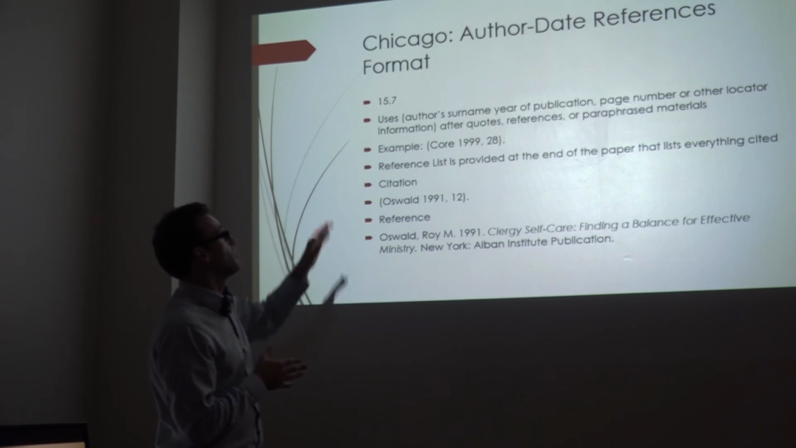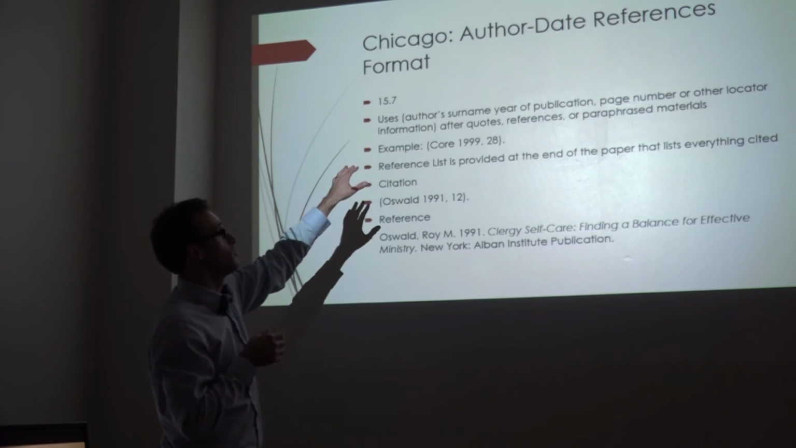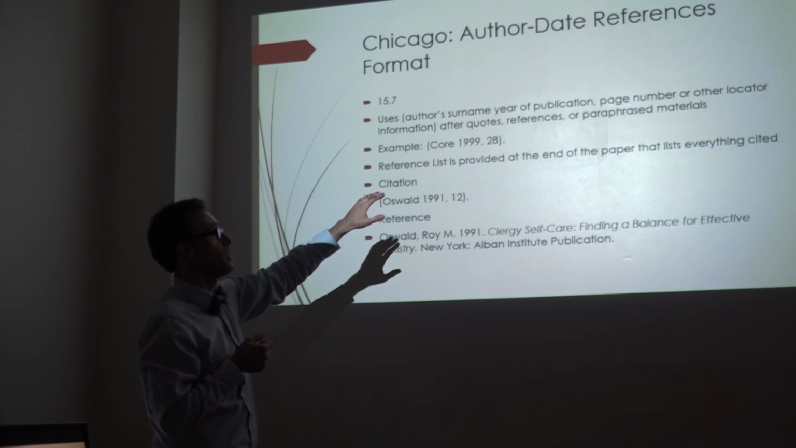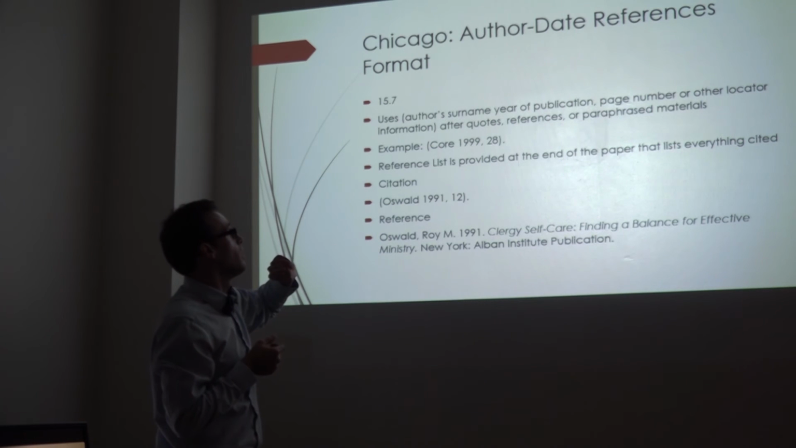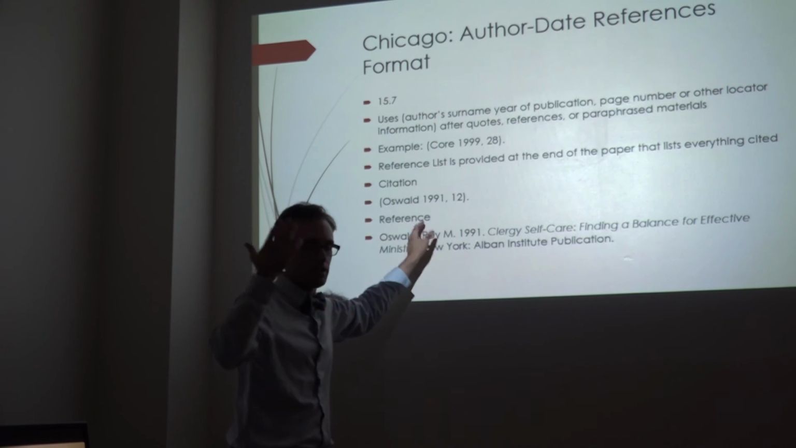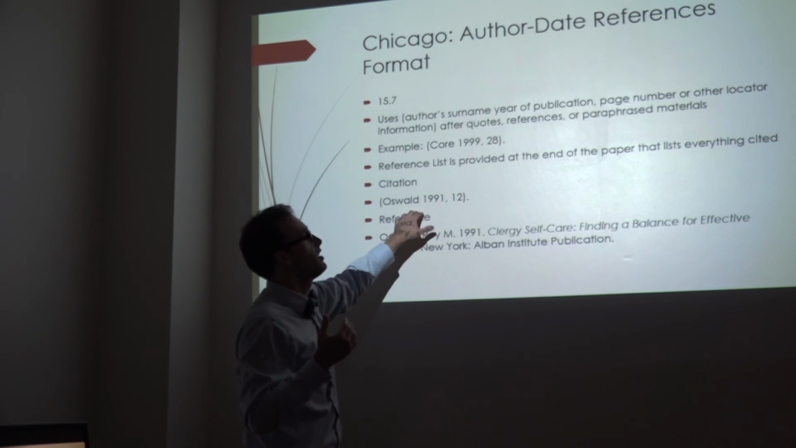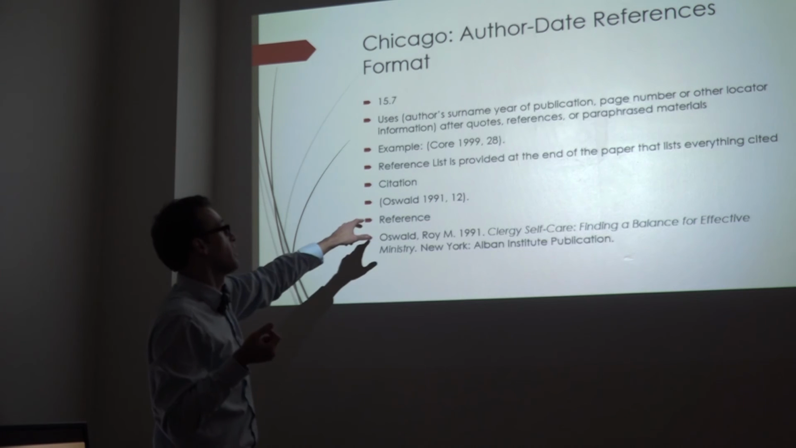But an example of this is that you include the author's surname, year of publication, and page number within the parentheses itself. And that's it. But the reference list, so now we're talking about, again, the confusion between reference and bibliography. Now we're talking about a reference list at the end of the paper that lists everything cited.